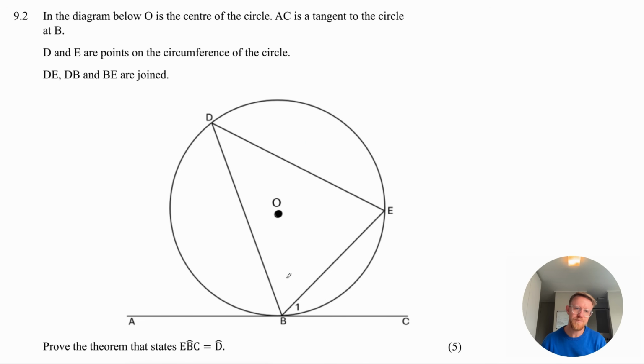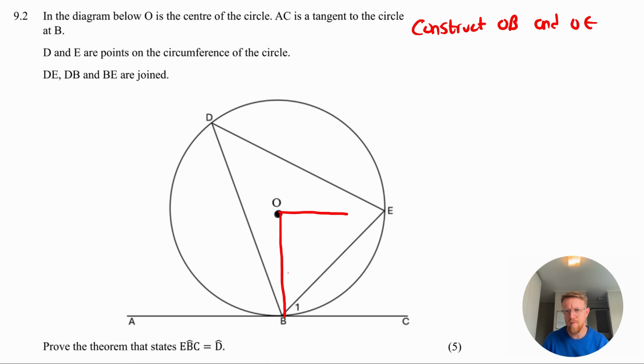So what I do is I construct this line going straight down to there. So construct OB and OE. Now this angle here is 90 degrees. So angle OBC is 90 degrees, and that's because you've got a tangent perpendicular to a radius. Remember, we know that a tangent and a radius always make 90 degrees, okay?